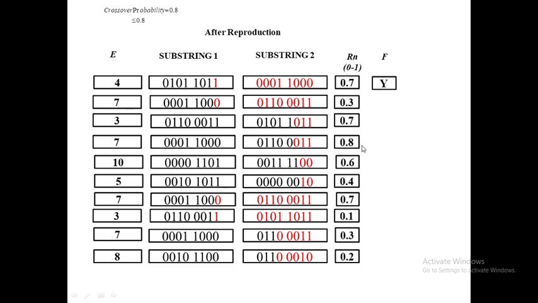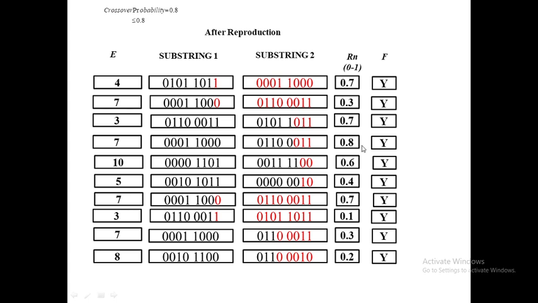After that I go for F. What is F? If I get a value less than or equal to 0.8, yes, I do the crossover function. If I get more than 0.8, I won't do it, and I put a no value. According to these generated random numbers, all are less than 0.8, so I can perform crossover for all the strings. Here I can introduce a new word, pair.